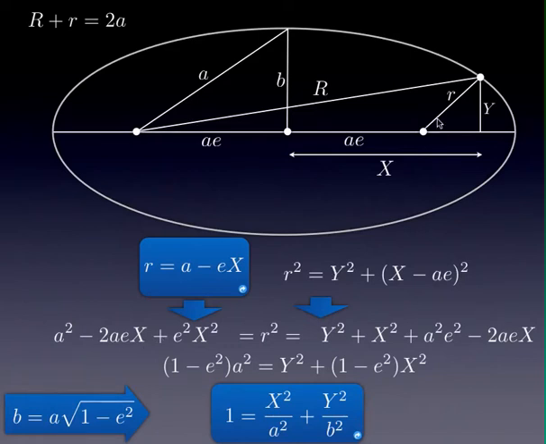On the other hand, just using the Pythagorean theorem, we can relate this r to y squared plus x minus ae, squared, which is this part. So this part squared plus y squared is r squared. This is what you see written here. We just open the parentheses and we find this expression.